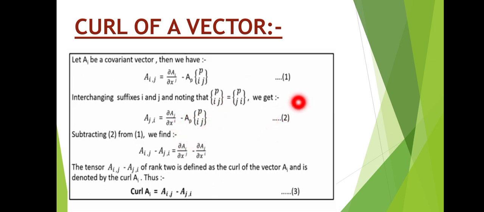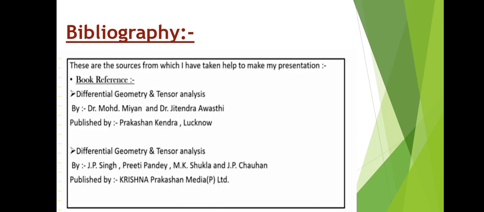This is equation second. Now subtracting the second equation from the first, we find a_{i,j} minus a_{j,i} is equal to ∂a_i/∂xj minus ∂a_j/∂xi, because the other two terms cancel out. So the tensor a_{i,j} minus a_{j,i} of rank 2 is defined as the curl of the vector a_i and is denoted by curl a_i. Thus we get curl a_i equal to a_{i,j} minus a_{j,i}. This is the equation third and it is known as the curl of the vector. Now these are my references. Thank you, sir.